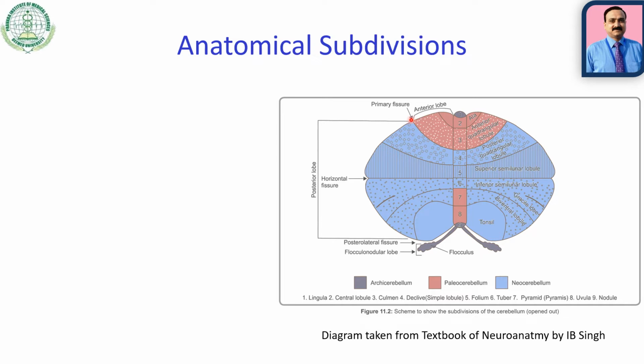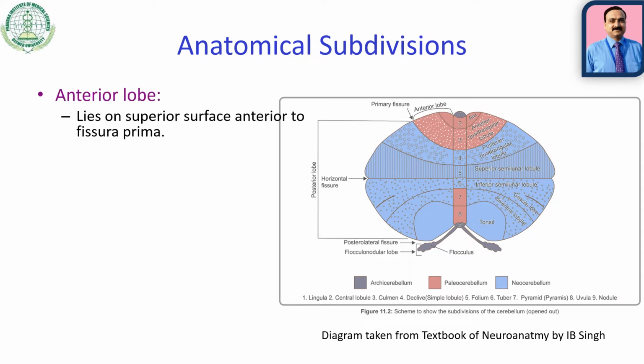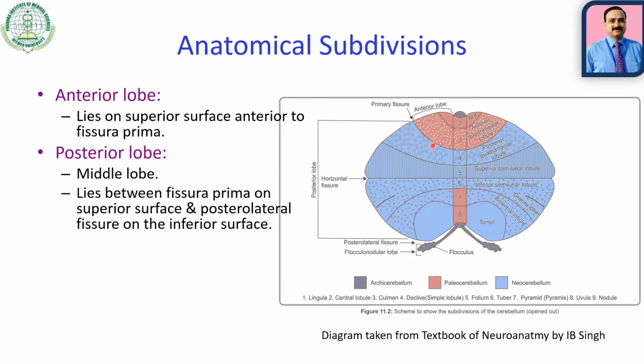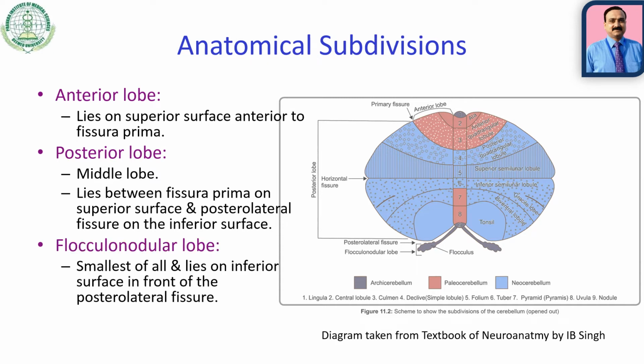Now anatomically we have already seen that it is divided into the anterior lobe, which lies on the superior surface anterior to the fissura prima, that is the primary fissure. So that is the anterior lobe. Now coming to the posterior lobe. The posterior lobe is also called the middle lobe because it lies between the primary fissure and the posterolateral fissure, which means it lies between the anterior lobe and the flocculonodular lobe.